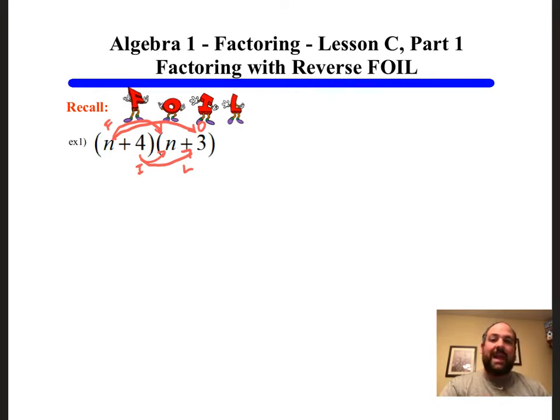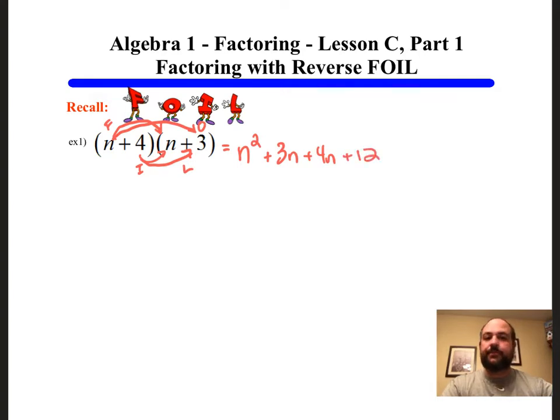So we're going to go through here and FOIL. Our first multiplication was the n times n. That would give us n squared. Then we would do the outside multiplication, the n times the 3, so that would be plus 3n. The inside multiplication would be the 4 times n, which would be plus 4n. And our last multiplication, the last term in each set of parentheses, 3 times 4, which is 12.